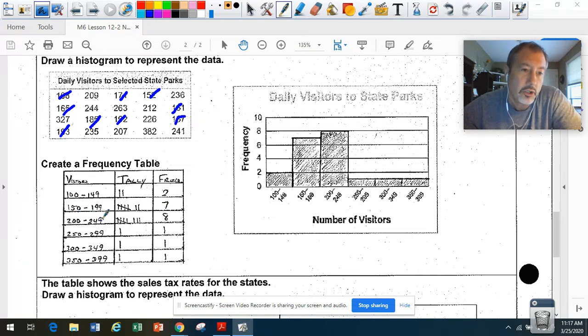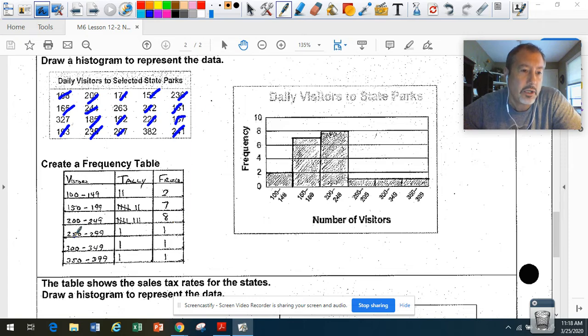Let's go to 200 to 249. So we've got 1, 2, 3, 4, 5, 6, 7. Where's another one here? I missed it. 8 right here. So we have 8 tally marks here, which means we have a frequency of 8.